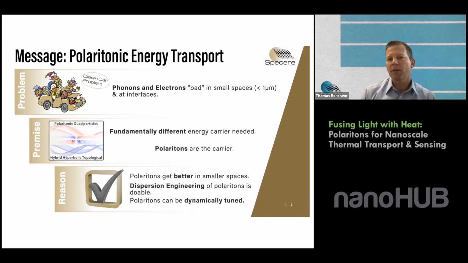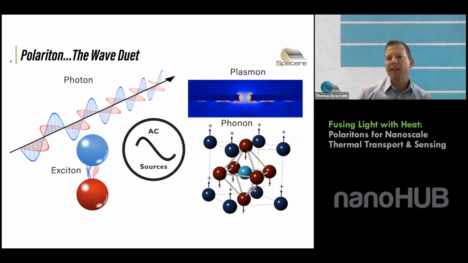I want to explain to you that phonons and electrons are bad in small places, and that polaritons give us a way of moving heat at the nanoscale that is so characteristic of microelectronics. So let's begin and just make sure that we're all starting at the same place with what I mean when I say a polariton. And so, of course, we all know that a photon is an electromagnetic wave.